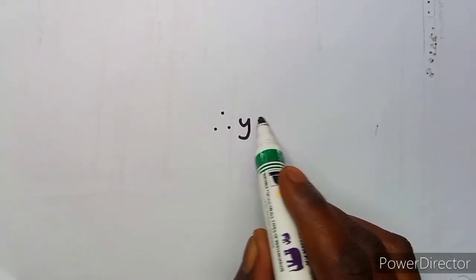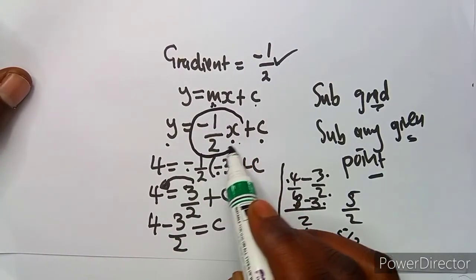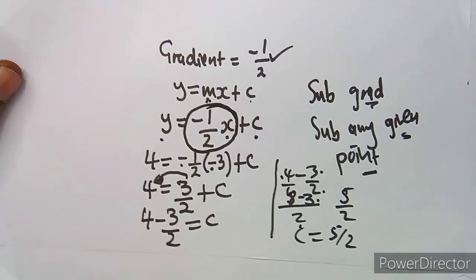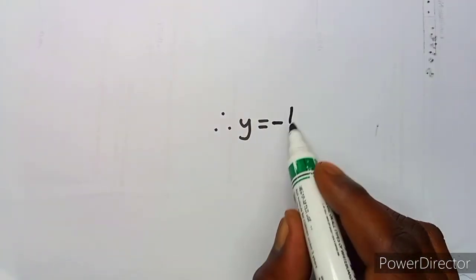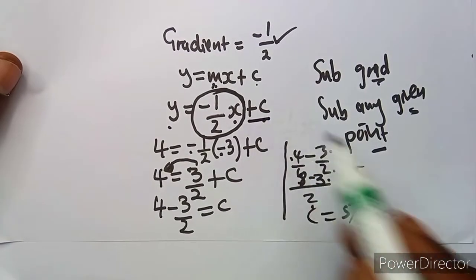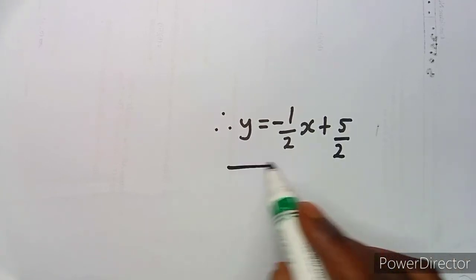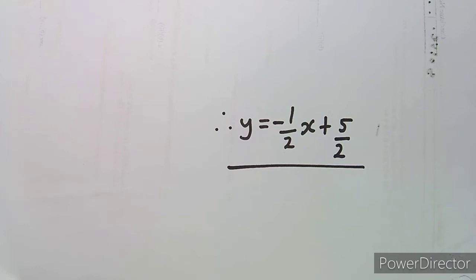So therefore now the equation is going to be y is equal to, sorry, not the gradient but this part with x that we obtained. So it's minus half x like this plus c. Our c is 5 over 2. So it's plus 5 over 2. When you're working with an equation, you can leave your answer as an improper fraction, those fractions like that.